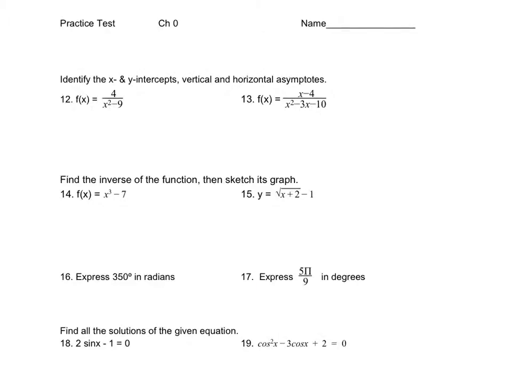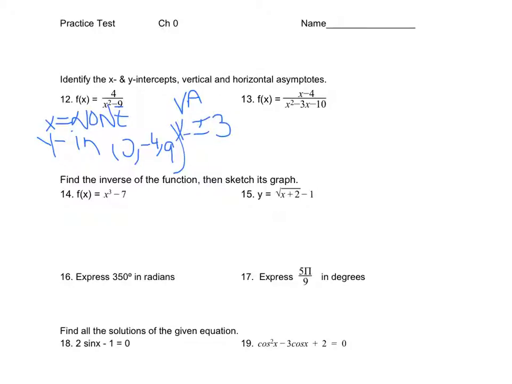So to find the x and y intercepts, vertical asymptote and the horizontal asymptote, there are no x-intercepts, so you can write none. For the y-intercept, it is 0, negative 4/9. For the VA, it's plus and minus 3. x is equal to plus and minus 3. And then for the HA, it's y equals 0. So you use your rules, and it's y equals 0. For 13, how did you get y equals 0 on that one?